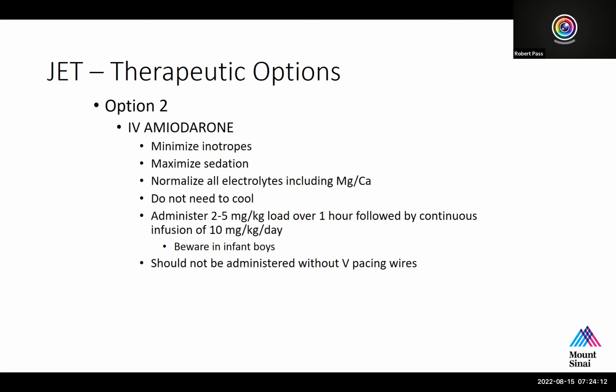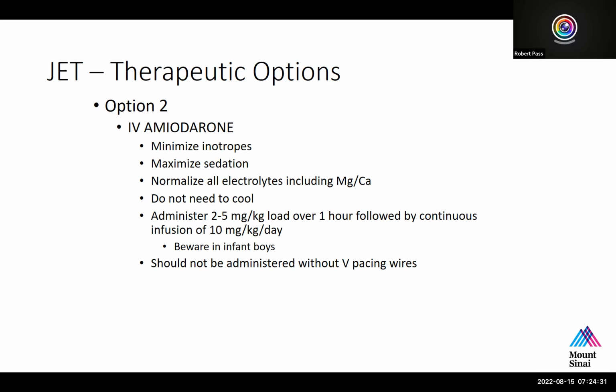So it's good practice to get people who are on amiodarone, in whom you're going to use amio, to be heavily sedated and to be normothermic, but you do not actually need to cool them. And so typically we would administer 2 to 5 per kilo over 30 to 60 minutes, followed by a continuous infusion of 10 per kilo per day.